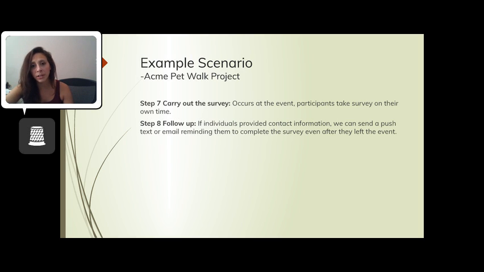So we're going to carry out that survey, right? We're going to send it out, have the participants take it on their own time, and then follow up, make sure that they are giving you back the response through email or however you administered it. If they're there in front of you, might be your only chance. Don't harass them as they walk away.